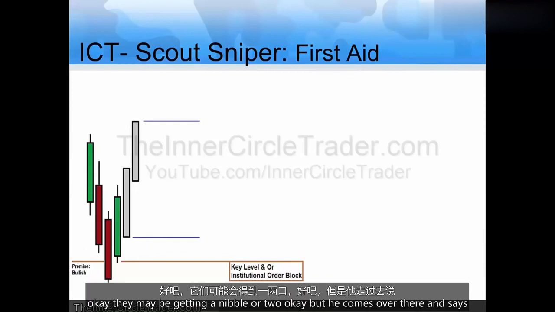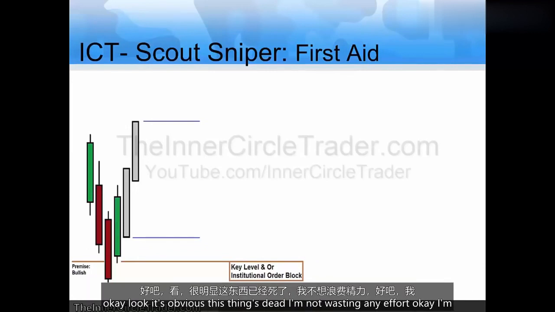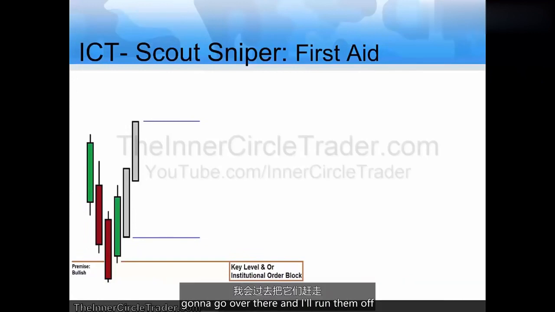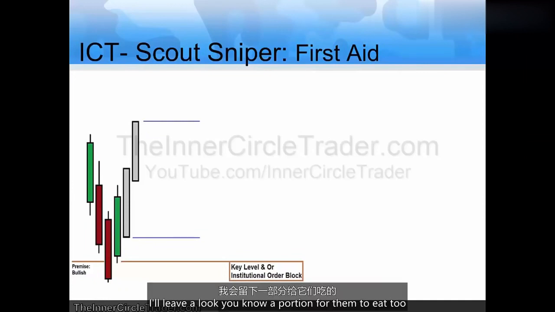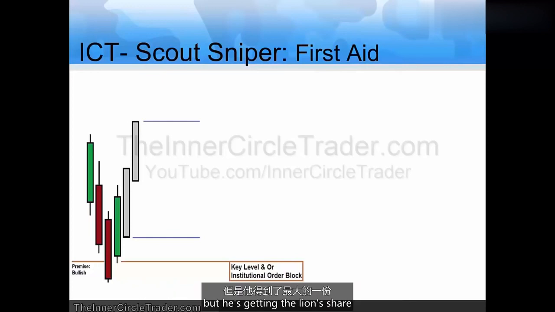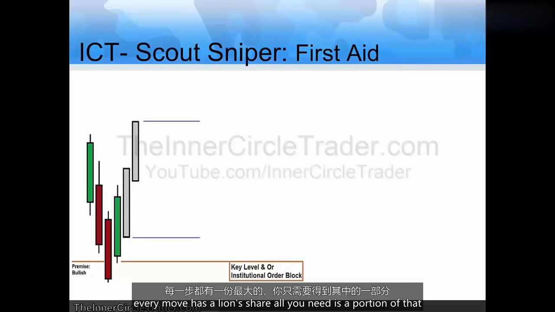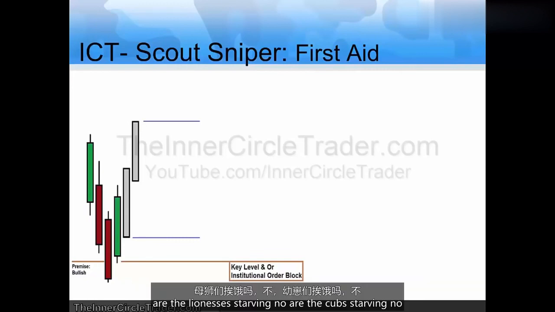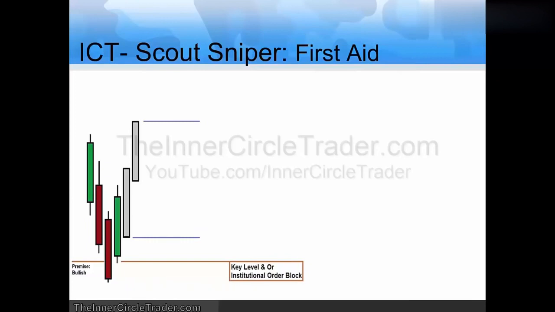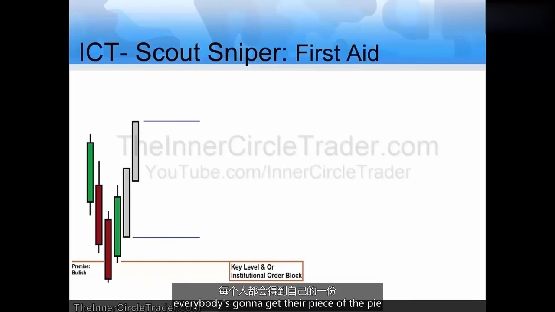They may be getting a nibble or two, but he comes over there and says, "Okay, look, it's obvious this thing's dead. I'm not wasting any effort. I'm going to go over there and run them off, and I'm going to eat what I want, and I ain't going to consume it all. I'll leave a portion for them to eat too." But he's getting the lion's share. Every move has a lion's share. All you need is a portion of that. Are the lionesses starving? No. Are the cubs starving? No. Everybody's going to get their piece of the pie.